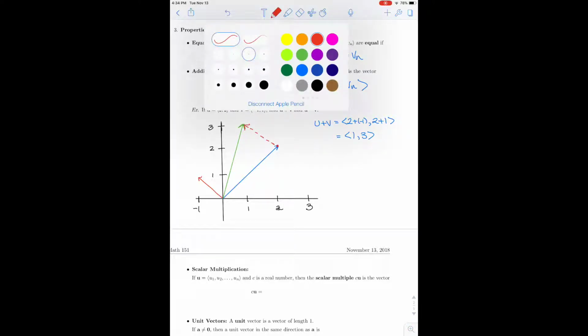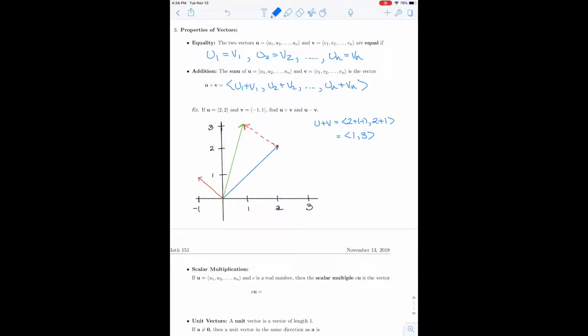Now, obviously, we would like u plus v to be the same as v plus u. So I could follow the vector v all the way till its end, and then draw a parallel vector to u, which also points to the vector 1, 3.